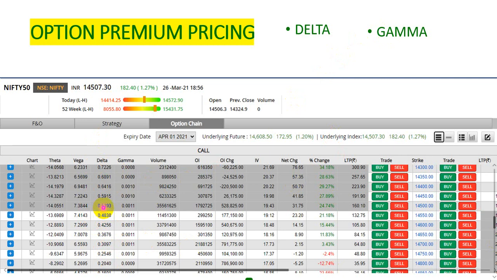Next what will happen? Another 50 points. This will become 0.53. This 0.48 will come here. 0.42 will come here. 0.36 will come here. Another 50 points if Nifty increased, this will come here. That's all. Simple. You imagine like a train going up and down.